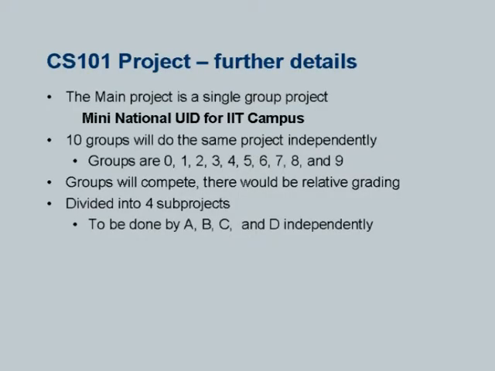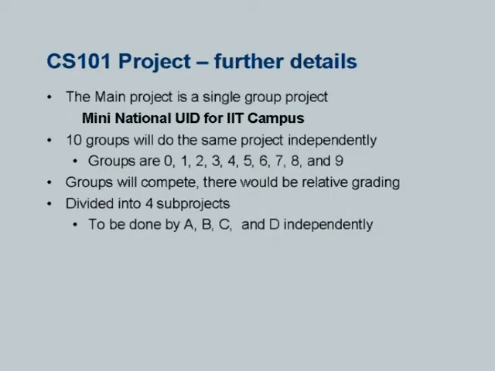But anyway, this is just a small recap. The mini national UID project, 10 groups will do the same project independently. The groups will compete with each other, so there could be relative grading. So group 0, group 1, group 2, group 3, of course relative grading does not mean that the best performer necessarily gets all the marks and worst performers necessarily get 0.